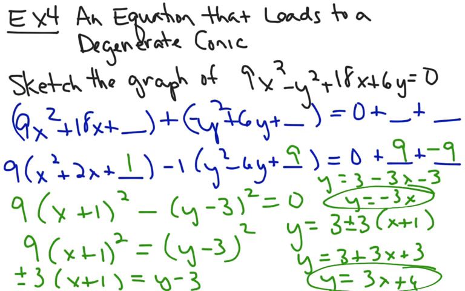And the way that you get it is that after you get your degenerate conic here that equals 0 instead of 1, you get your square terms on both sides, you square root everything, you end up with these two lines. It's called a degenerate conic.